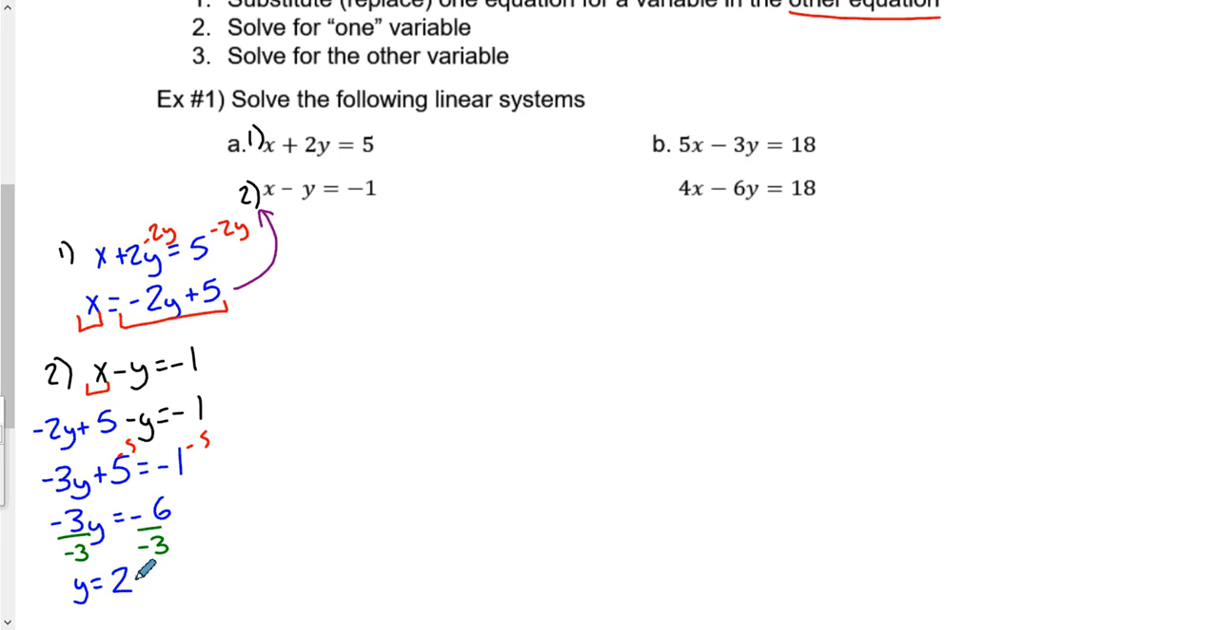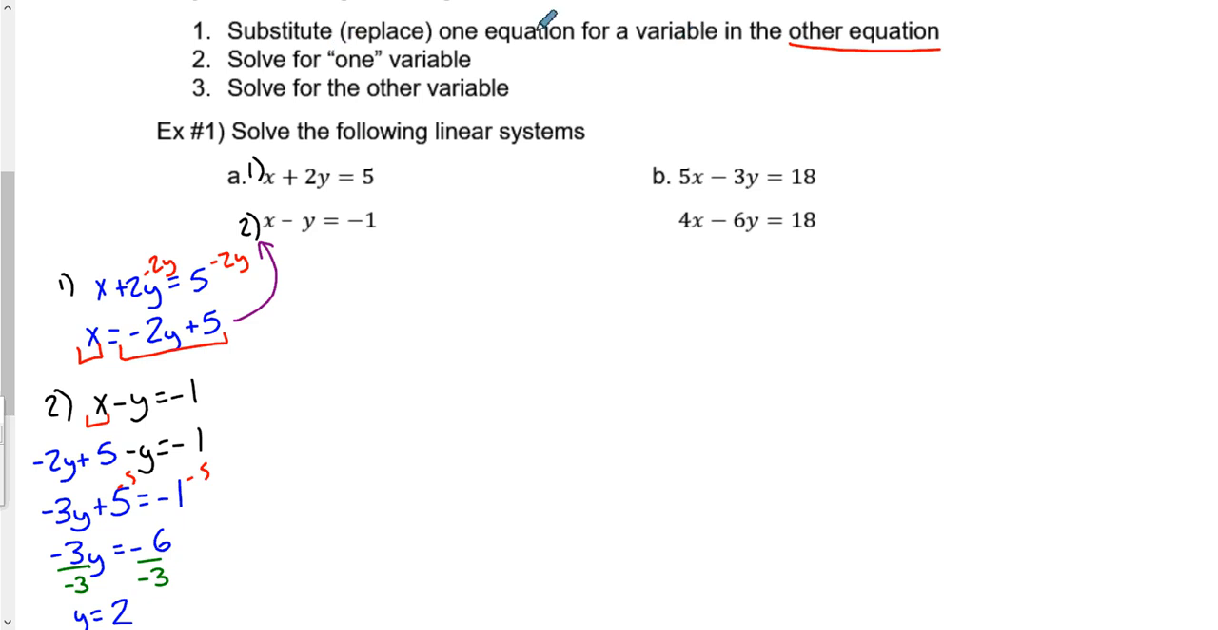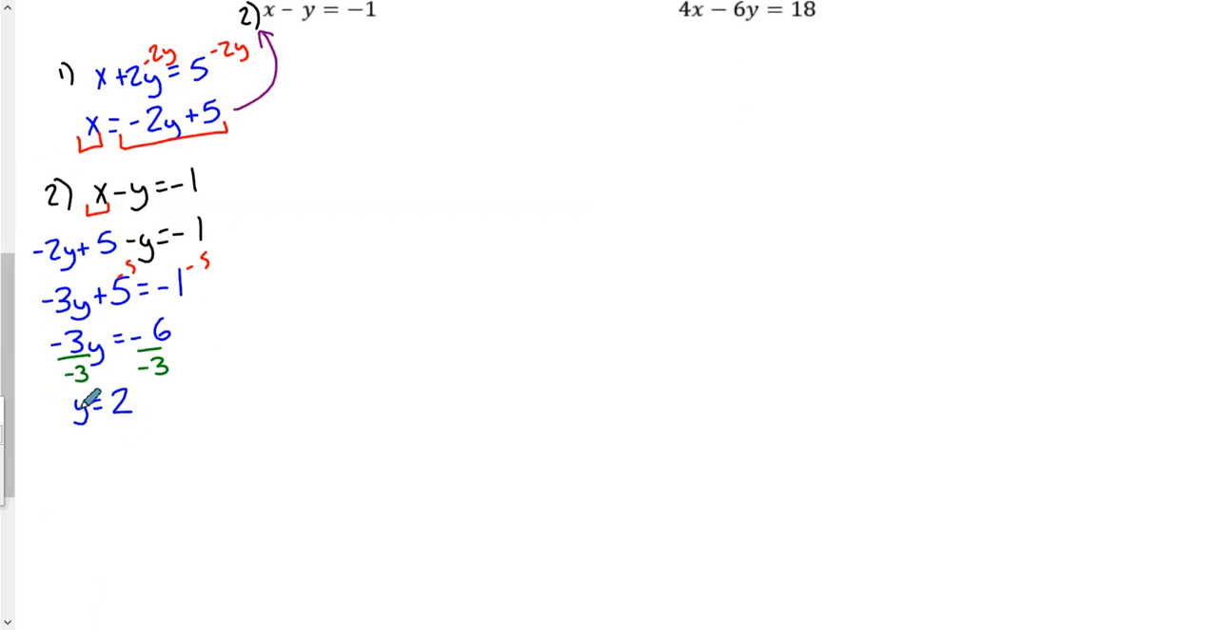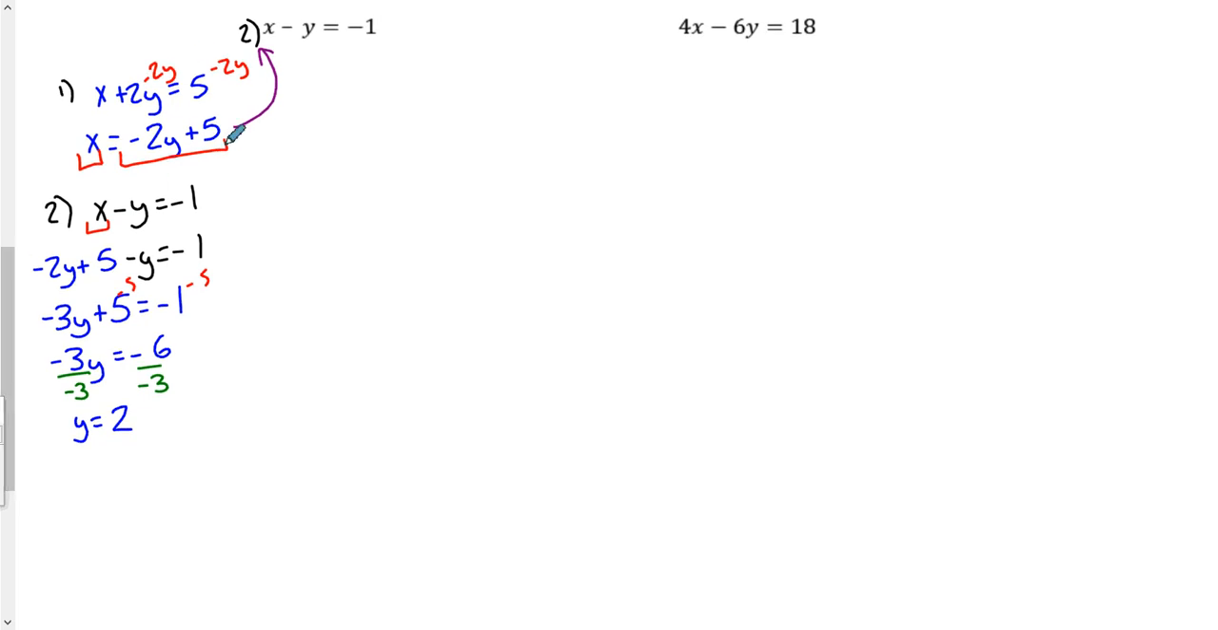And y equals 2. So without me going back through these steps, and I apologize, I've already substituted one thing into the other equation, and I've solved for one of my variables. In this case, I've solved for y. So I'm done 2 steps in a very short amount of time.